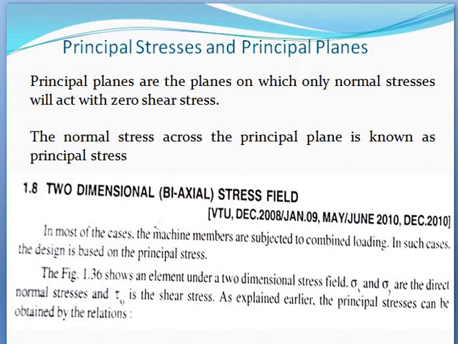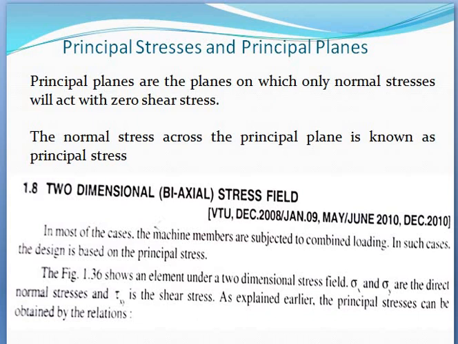Next, we'll study the principal stresses and principal planes. Principal planes are the planes on which only the normal stress will act, with the absence of shear stress. So on this plane we can say that there is no shear stress, it is zero shear stress. There will be only the normal stresses acting on the plane. Such a plane is known as a principal plane. The normal stress across the principal plane is known as the principal stress.